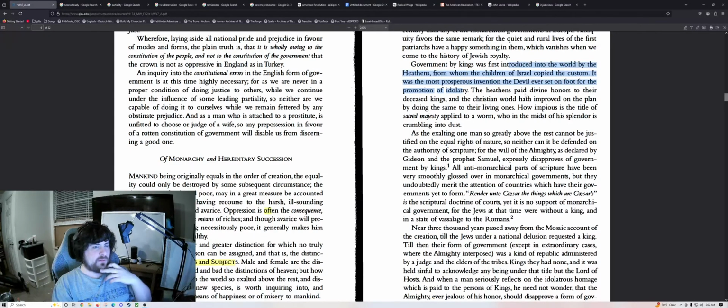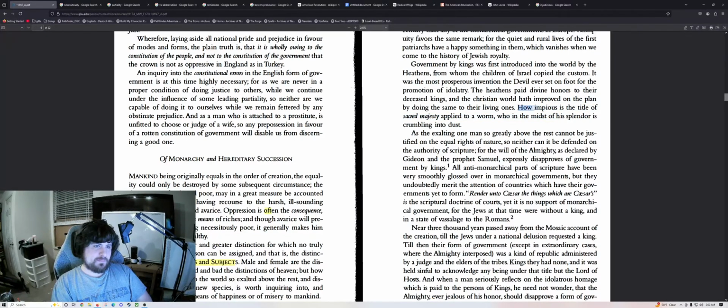That's what he's saying here: the heathens paid divine honors to their deceased kings, and the Christian world hath improved upon the plan by doing the same by their living ones. So he was kind of throwing some shade at Europe here, like those horrible heathens. They paid all these honors to their deceased kings, and here come us Christians. We have improved on this plan by doing the same thing to the ones that are alive. What a big jump! He is making fun of all the monarchists.